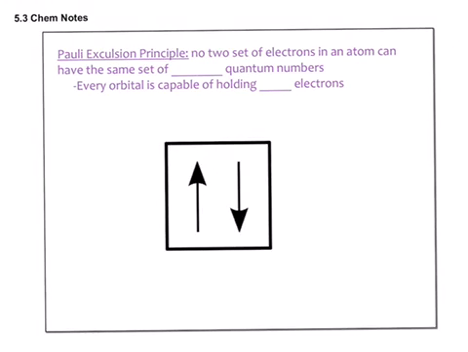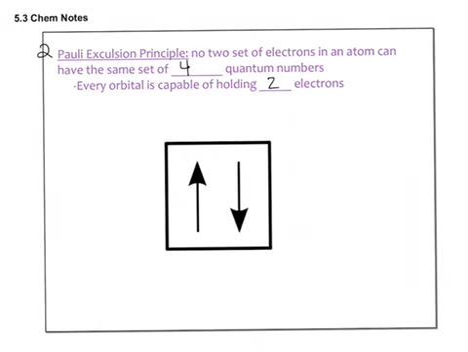So now that we've got it all mapped out on the periodic table, the different orbitals and energy levels and spins, we're going to keep going on with the rules for writing electron configuration. This would be the second rule, and it's called the Pauli exclusion principle. And this says that no two electrons in an atom can have the same set of 4 quantum numbers. And every orbital is capable of holding 2 electrons.